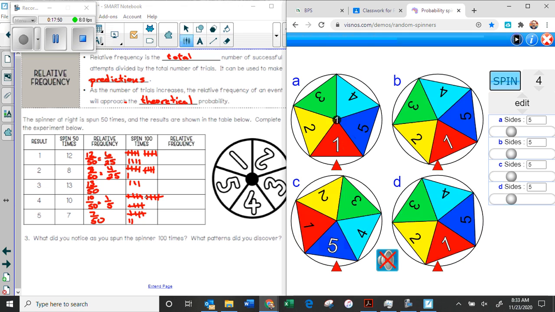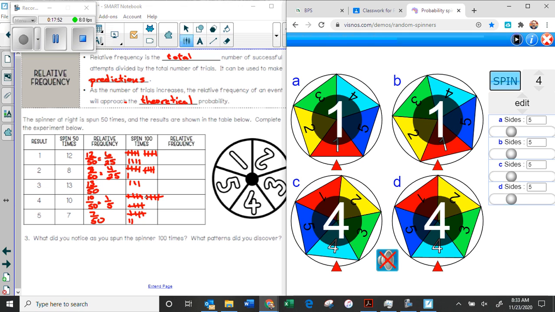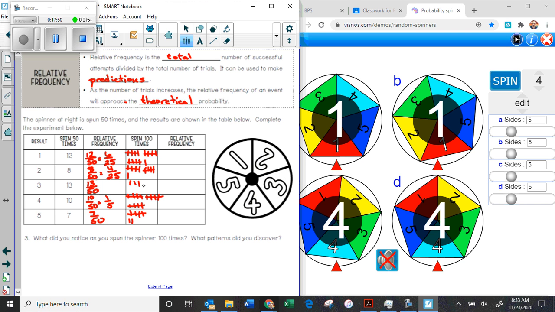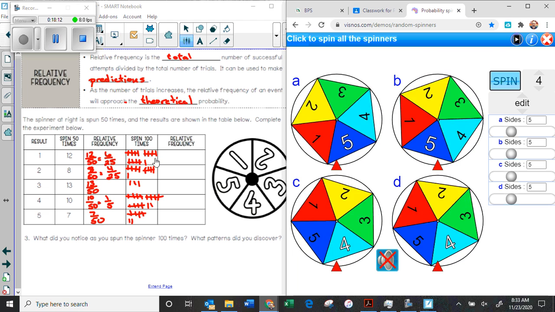I should probably stop and count how many I've done. 1, 1, 4, 4. Let me check. So I have 5, 10, 15, 20, 25, 30, 35, 40, 45, 47, 49, 52, 53, 54. So we're only like halfway there.